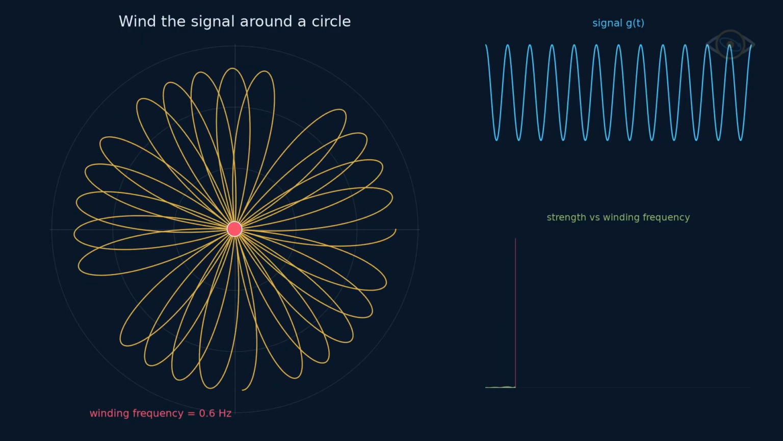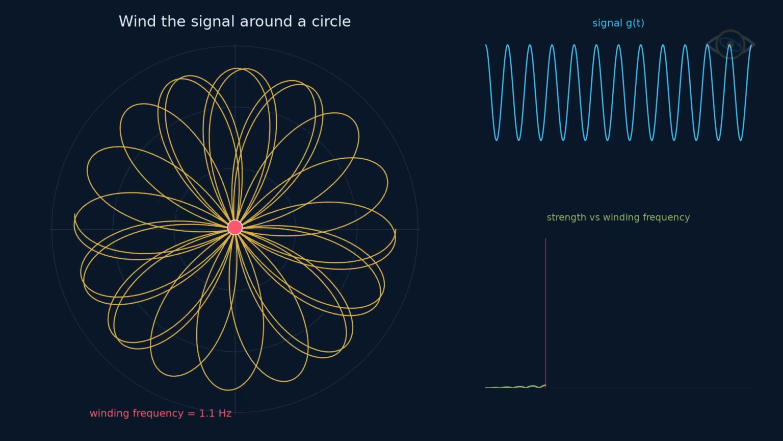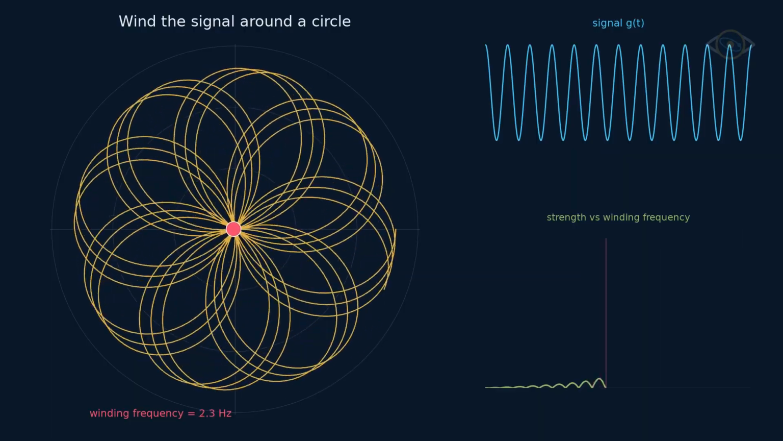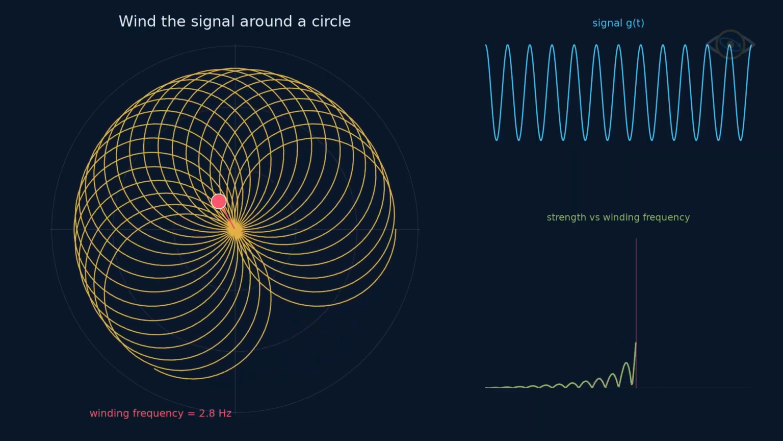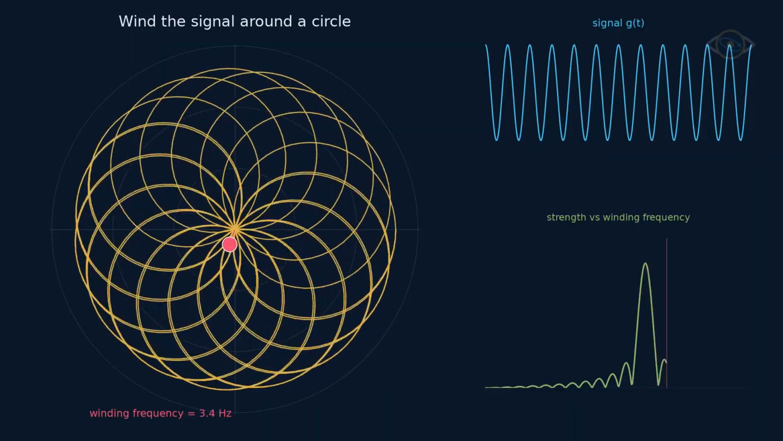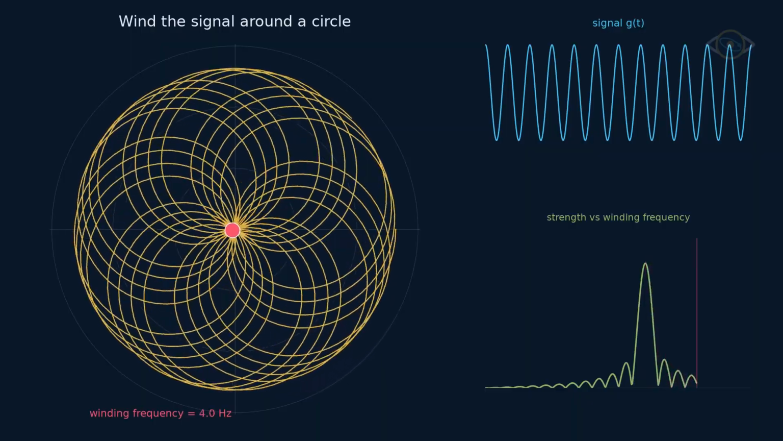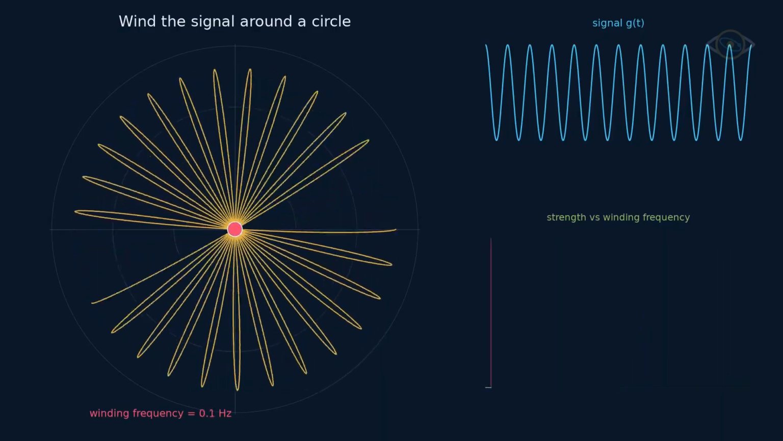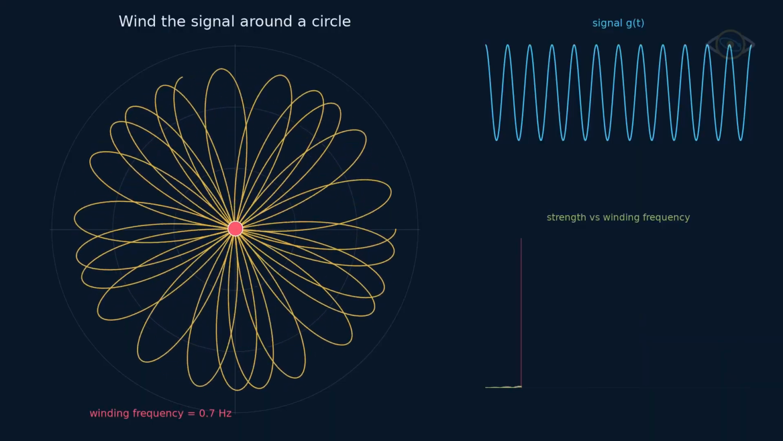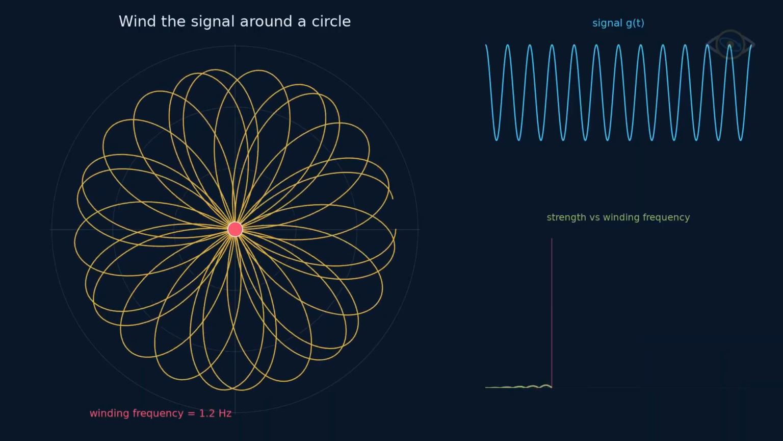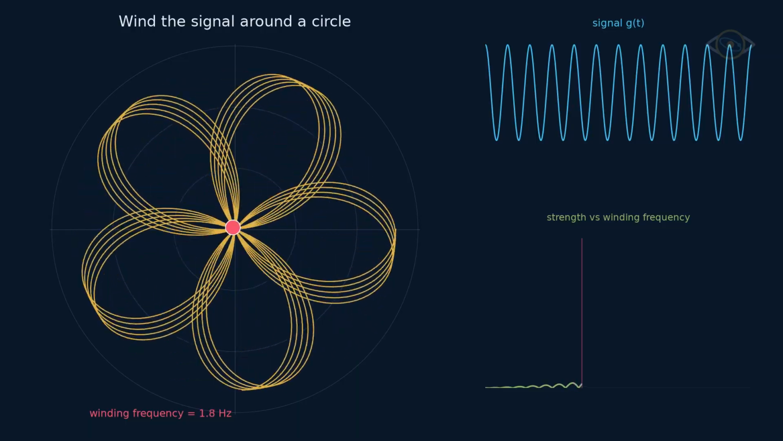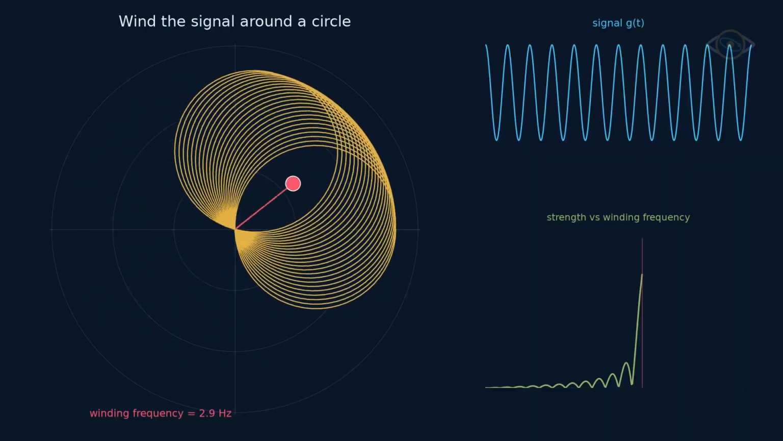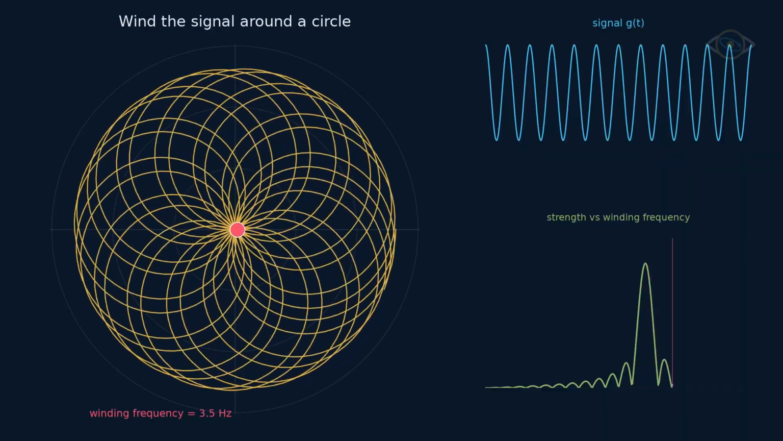On the left, our signal is being wrapped around the origin. The distance from center is the signal's value. The angle is set by the winding speed we choose. Watch the red dot. That's the center of mass of the wound-up curve. For most winding speeds, the curve is smeared evenly around the circle, so the center of mass sits near the middle. But right there, when the winding speed hits a certain value, the dot suddenly lunges way out from the center.